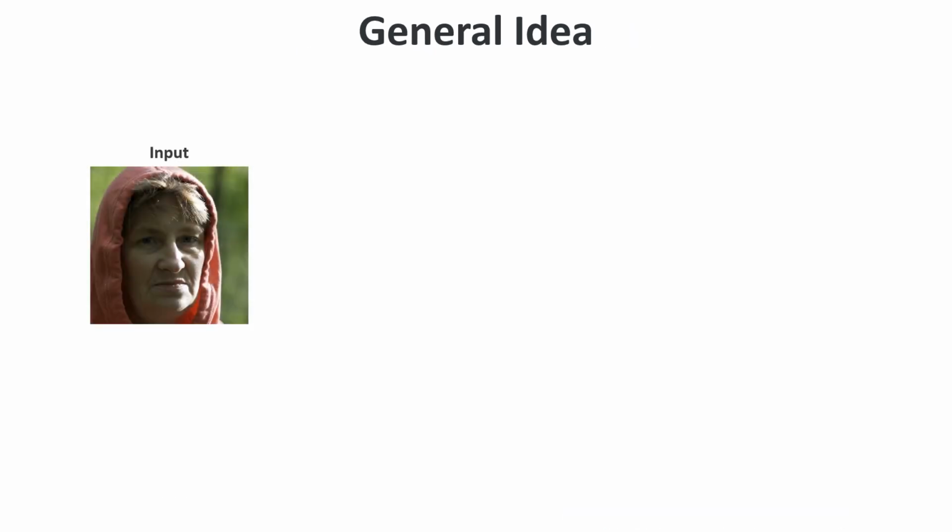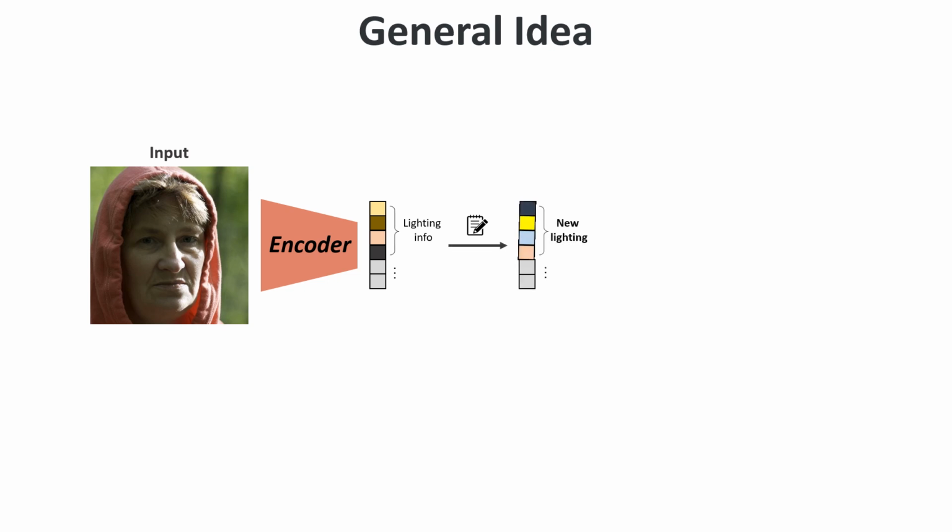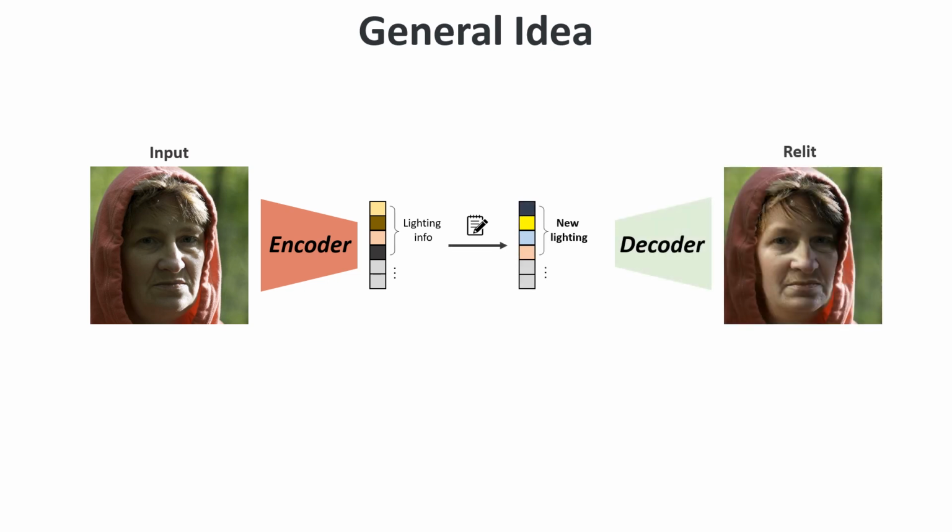The general idea of our method is to encode an input image into a feature vector that disentangles the lighting information from other information about the input image. This would allow us to modify the lighting in the feature vector and decode it to obtain a relit image.